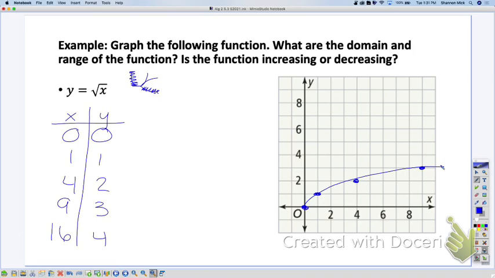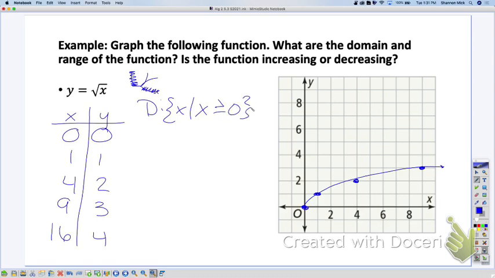Okay. So what is the domain of this? What were we looking for? You just told me you couldn't take a square root of a negative number. I can't take a square root of a negative number, can I? No. And look at the picture. What's the domain? X has to be greater than or equal to 0, right? So x such that x is greater than or equal to 0.